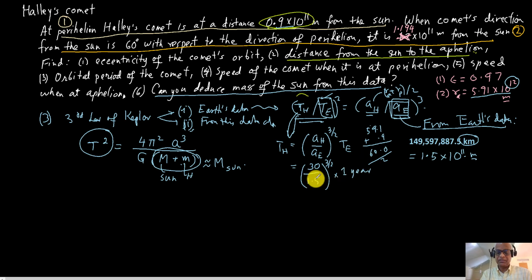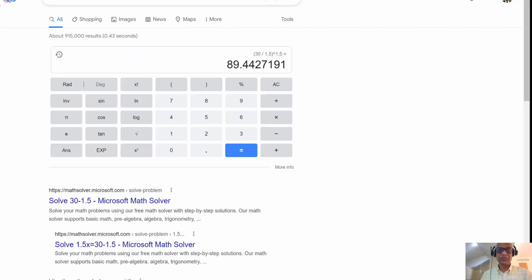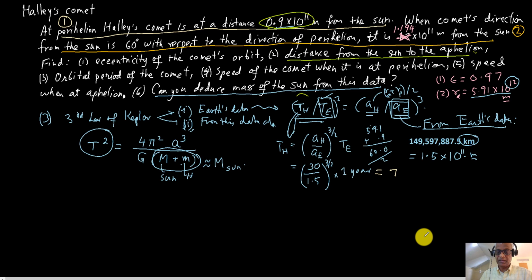So if I work this out, what does it become? Let me do the calculation. When I work this out, I get an answer which is 70. Let me look up one more time the answer. The answer I got was 89 years. I calculated there, and so 89 years.